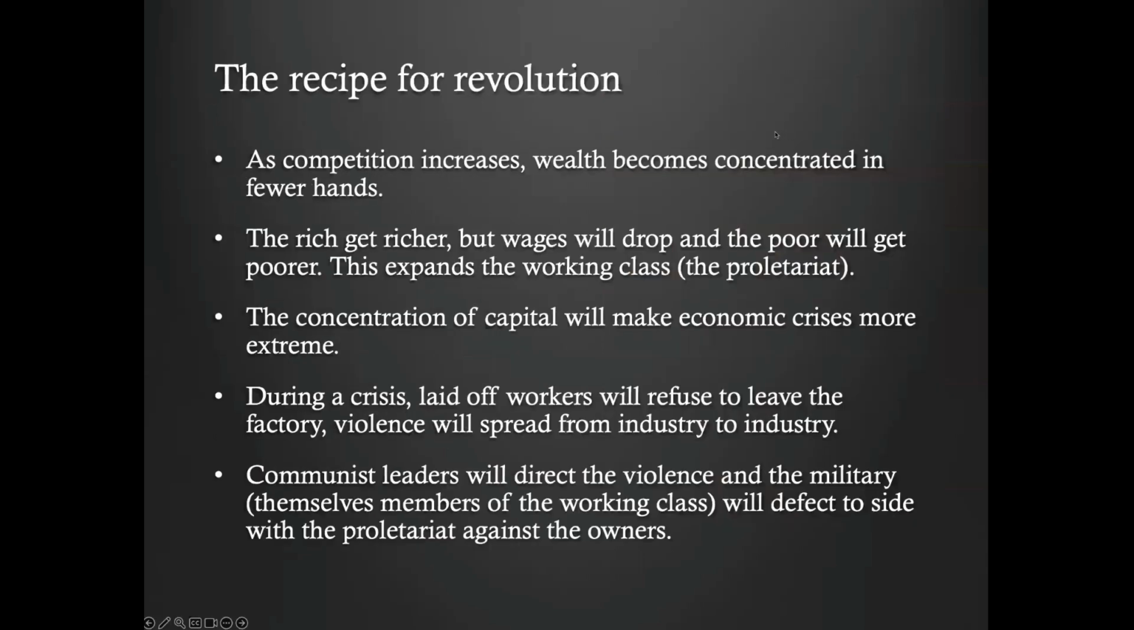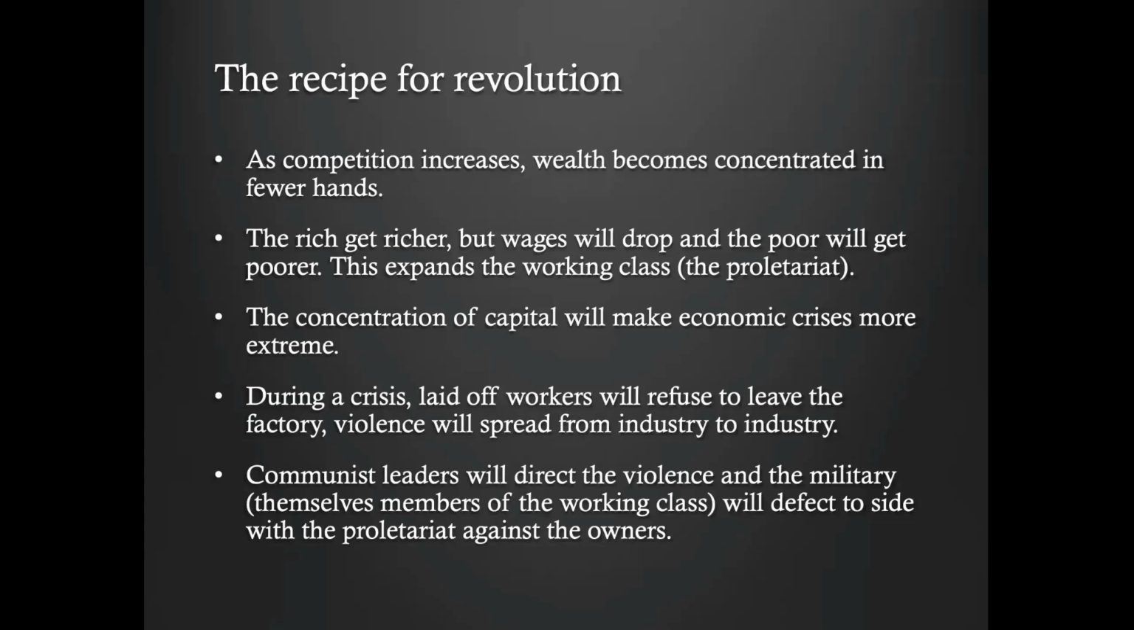And so this brings us the recipe for revolution that Marx talks about. As competition increases, wealth becomes concentrated in fewer and fewer hands. Wages drop. The working class expands. The proletariat gets larger. And the concentration of capital makes economic crises more extreme because there's a natural cycle in economics, right? But as capital becomes more and more concentrated, these economic crises get more extreme.